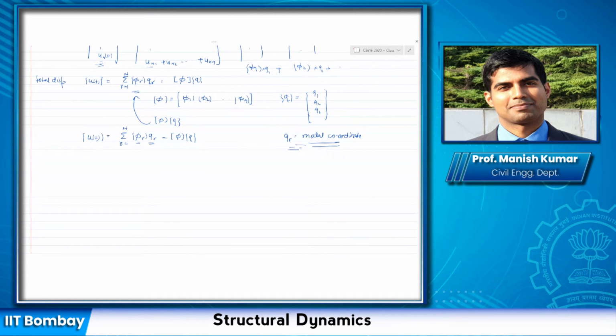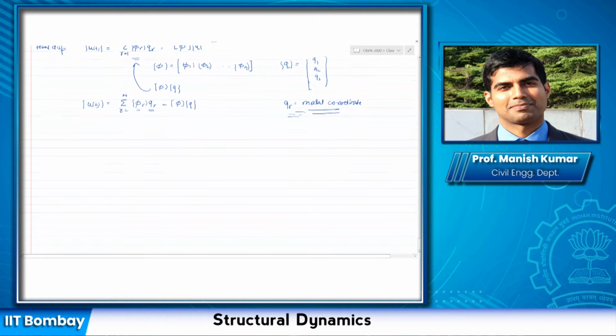If not, let us see how we get the q_r. To get the q_r, again I am going to use the property of orthogonality. I pre-multiply this expression by another mode shape, which is phi_n transpose. So the equation that I get is, and let us drop the t here, I don't care about t here.